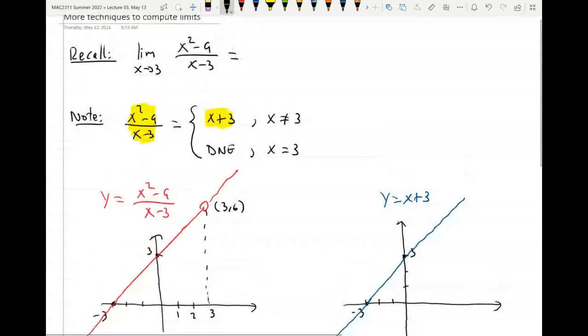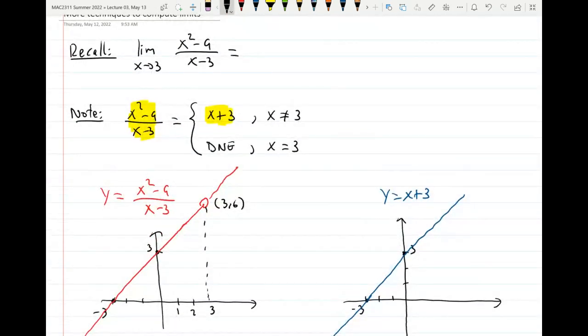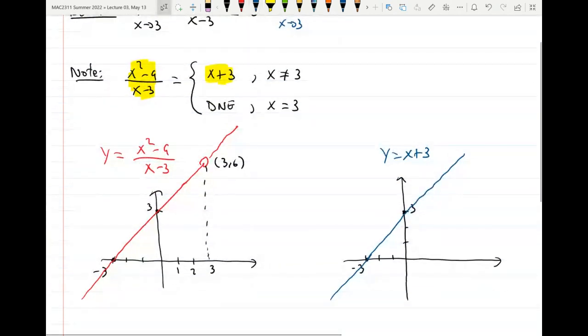But notice that we computed that limit and this limit turned out to be 6. But it turns out that 6 is the same thing as the limit as x approaches 3 of the function x plus 3. Okay? In other words, the limit of our red function as x approaches 3 is the same as the limit of the blue function as x approaches 3. And what's the difference between the red and the blue function? The only difference is that they do not agree at the point x equals 3, but away from 3, they are exactly the same functions, right?